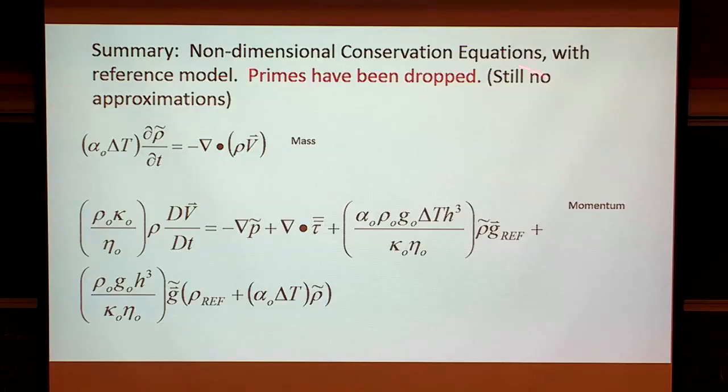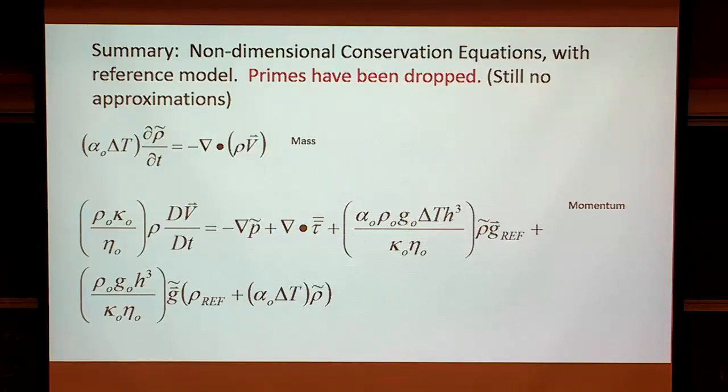Okay, so once we do that, we have something that looks like this. So all of the primes are gone, still no approximations, but now we have these collections of parameters. Now we get to choose what these parameters are. Remember those transformations, there was no magic, we made them up. So we can choose what rho 0 is, kappa 0. So kappa is thermal diffusivity. We can choose eta 0. Eta is viscosity. We can choose what that viscosity is.